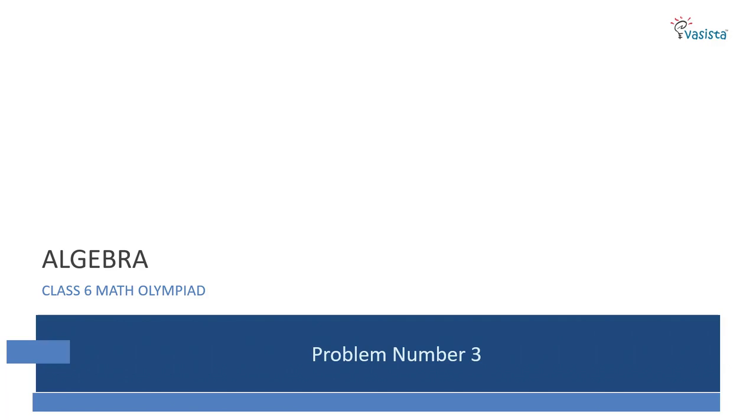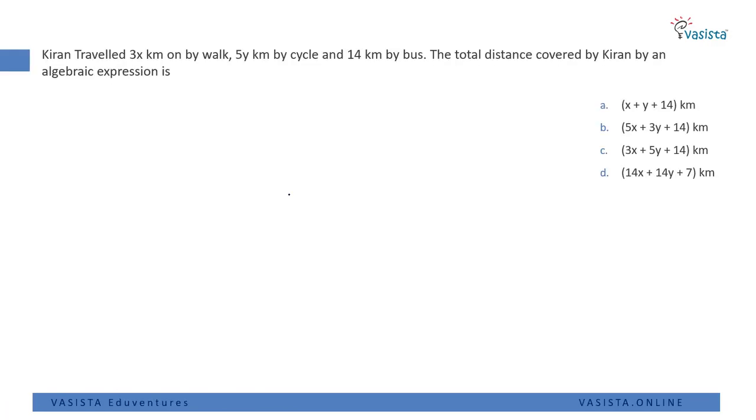So let me go with problem number 3 right here. Kiran traveled 3x kilometer by walk, 5y kilometer by cycle, 14 kilometer by bus. The total distance covered by Kiran by an algebraic expression is. So we need to only find the algebraic expression. We have to write the algebraic expression.